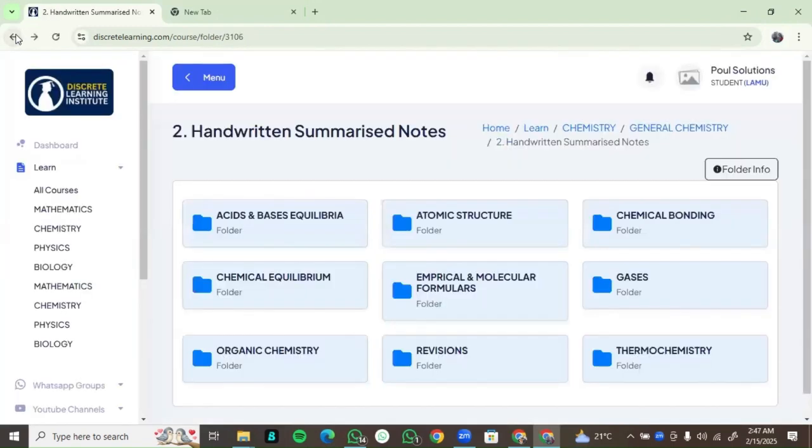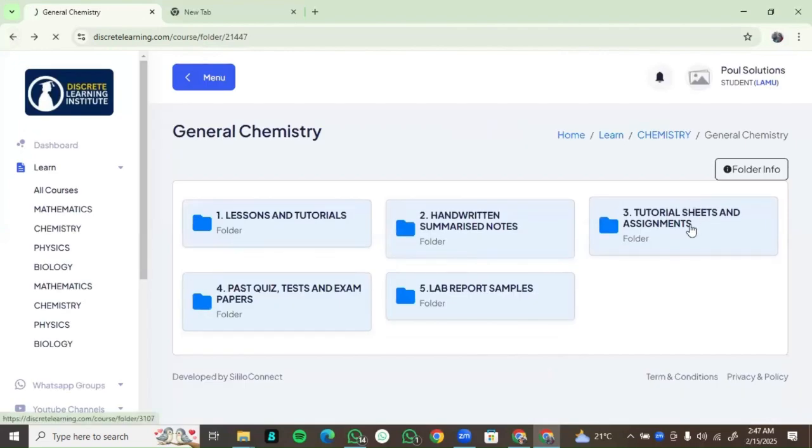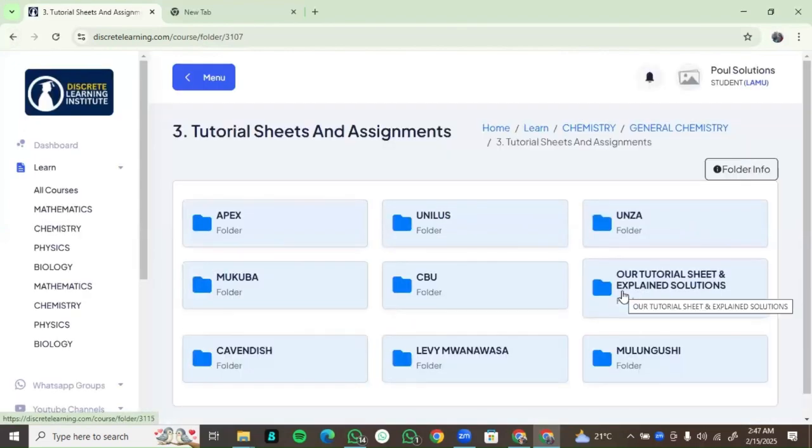All right, and then what else? That was the handwritten notes. You can go to tutorial sheets. In tutorial sheets, you're going to find different folders for all the universities.